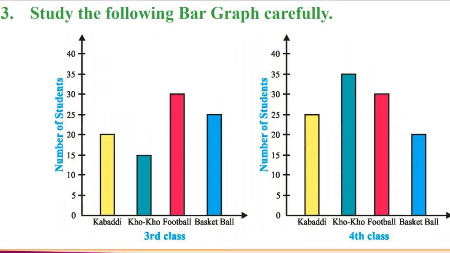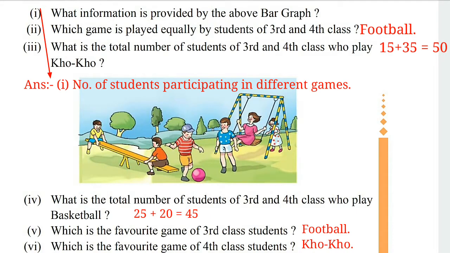Next, third, study the following bar graphs carefully. So let's study it. Here we are given the first question: what information is provided by the above bar graph? The answer is the number of students participating in different games. Second, which game is played equally by students of 3rd and 4th class? The answer is football. You can see in the bar graph. Third, what is the total number of students of 3rd and 4th class who play Kho-Kho?